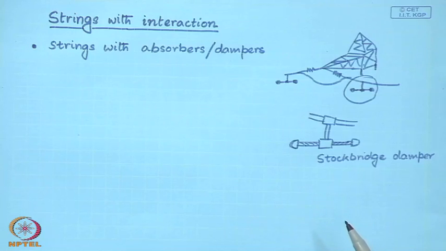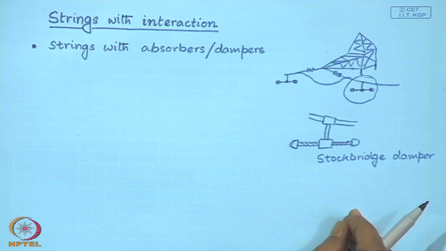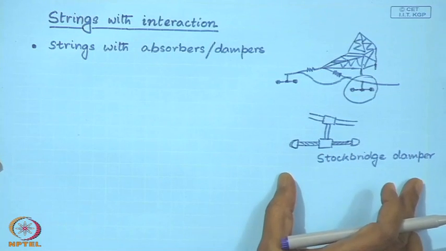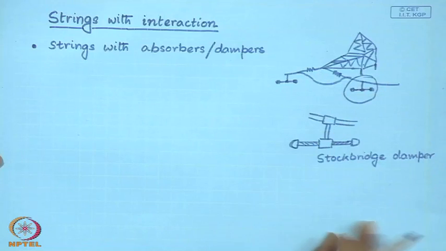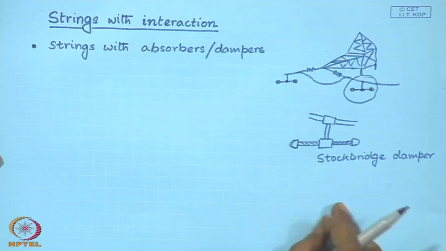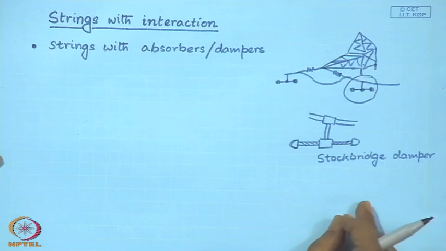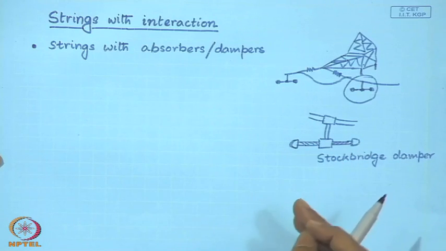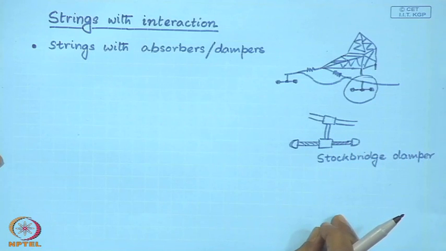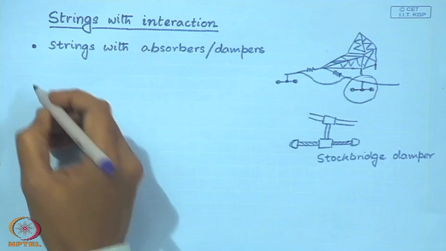Such strings are also found in, for example, the piano. In the piano you have dampers which stop or damp out the vibrations of strings. In order to understand the efficacy of this Stockbridge damper, which is essentially put to damp out the wind induced vibrations of high tension cables, to understand the effect of such external devices, you will have to analyze the string along with these absorbers or dampers.